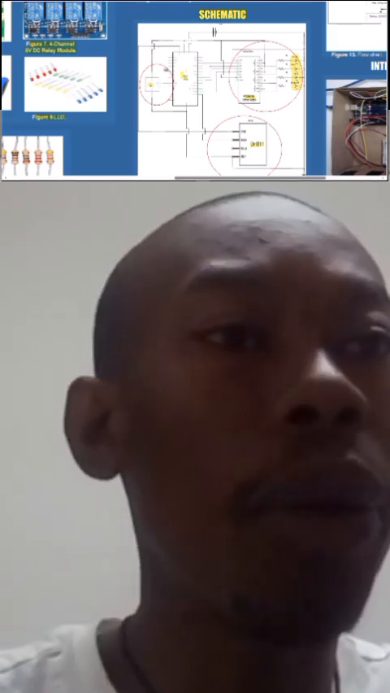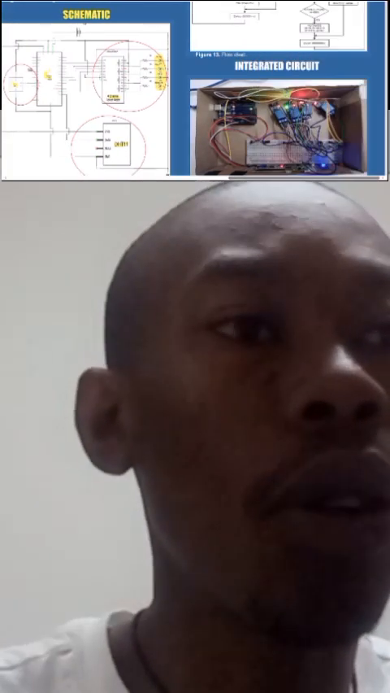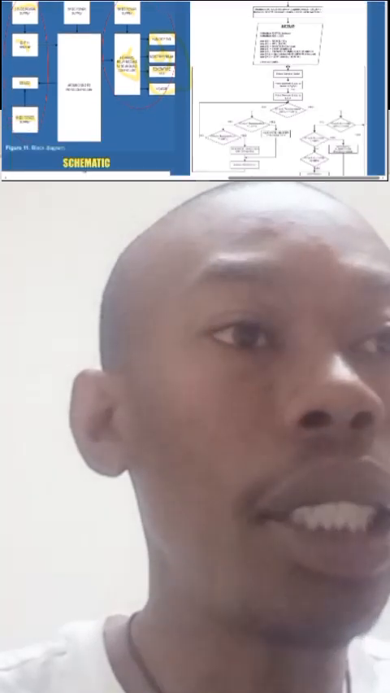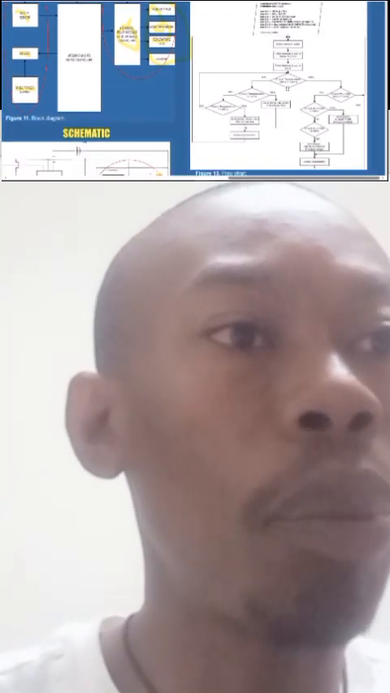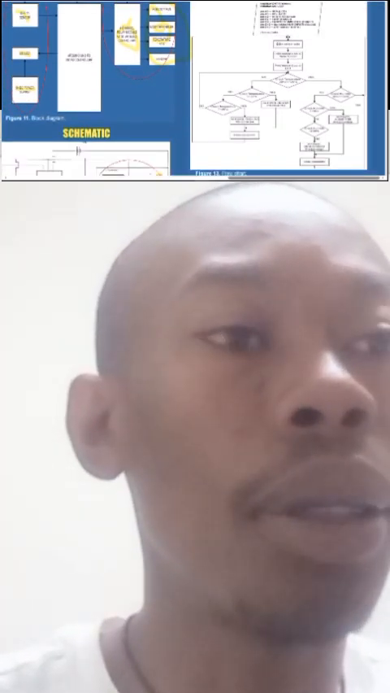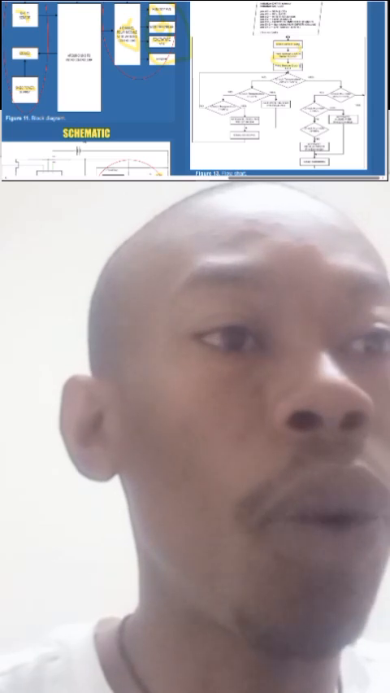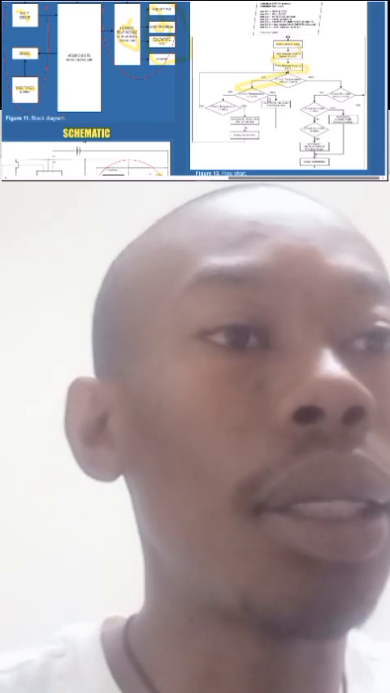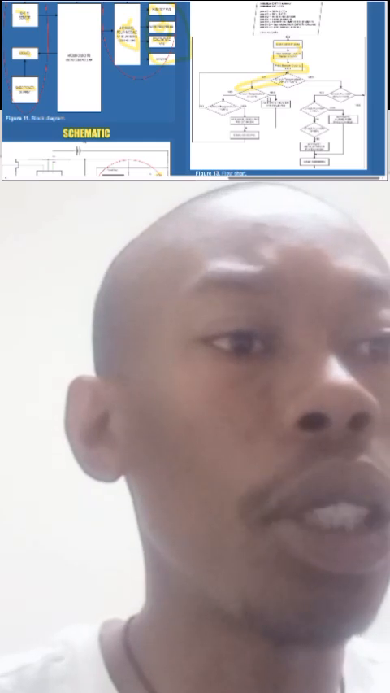that show our connection. We have our flow chart. This is the concrete, we can say it's a concrete foundation for our software part. This is whereby we tell the microcontroller what to do, and the system design, and how it should operate.